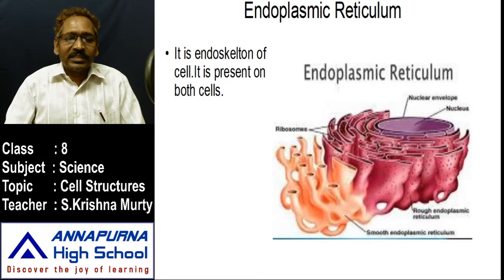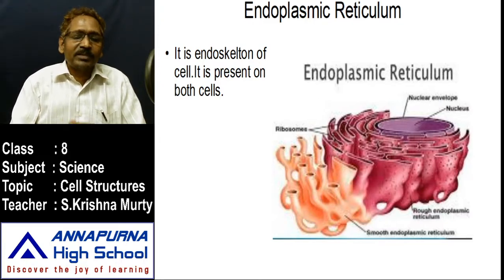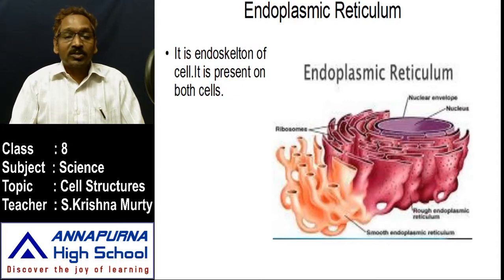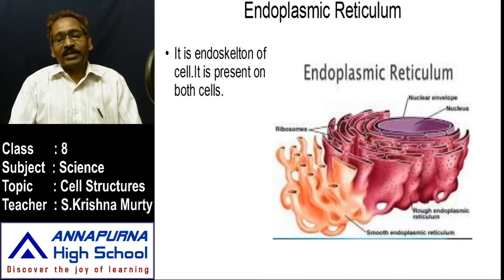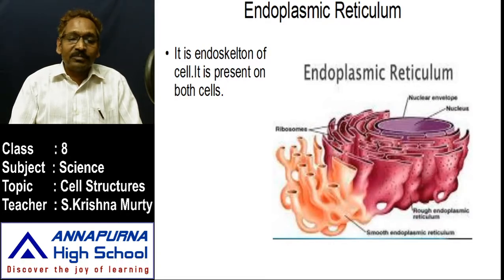This connection supplies the required amount of material from the nucleus to the plasma membrane and from the plasma membrane to the nucleus. So according to these functions, it can be divided into two major parts. One is smooth endoplasmic reticulum and another one is rough endoplasmic reticulum. Do you know what is rough endoplasmic reticulum and what is smooth endoplasmic reticulum? Once observe that.